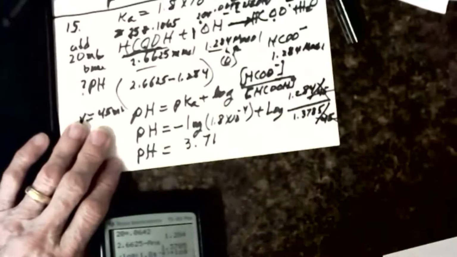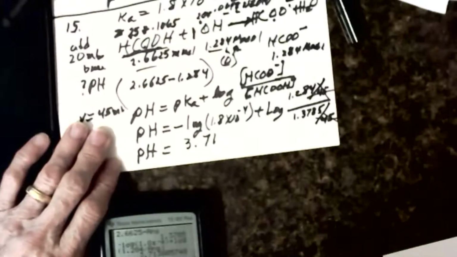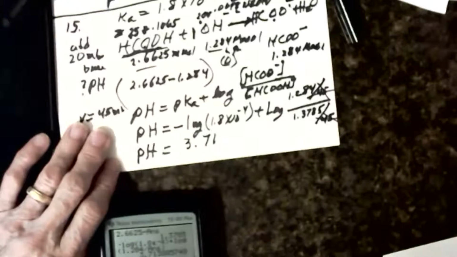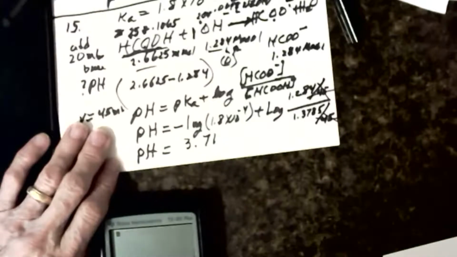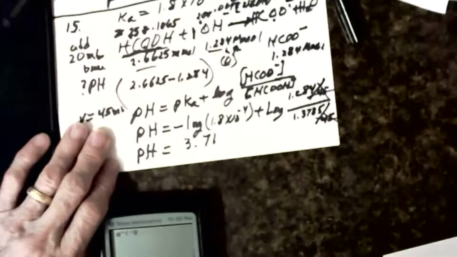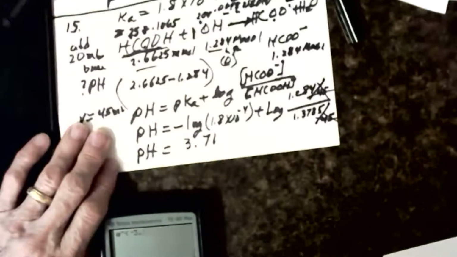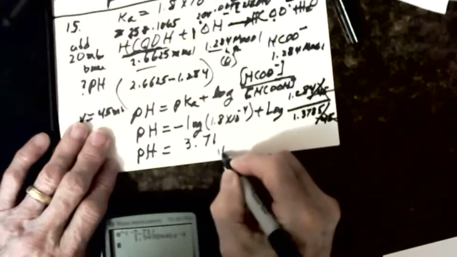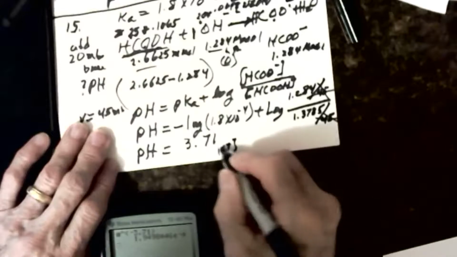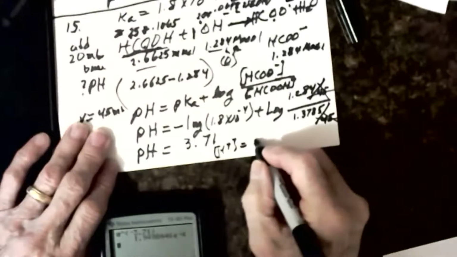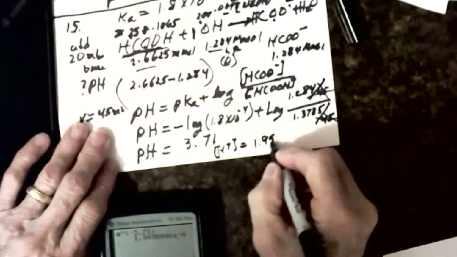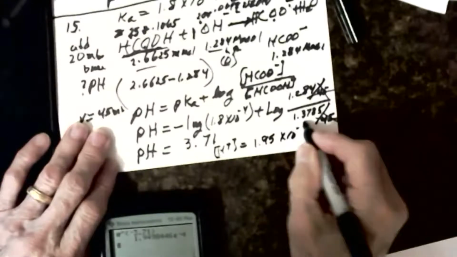let me do a second 10 to the minus 3.71. That's going to be the hydrogen ion concentration. The actual hydrogen ion concentration, if we calculated it, would have been 1.95 times 10 negative 4.